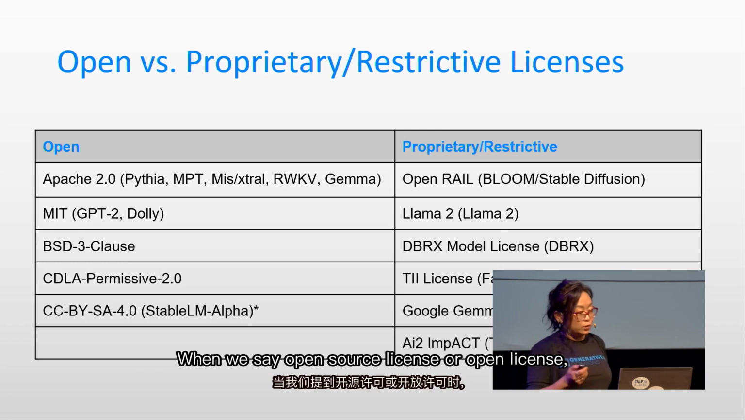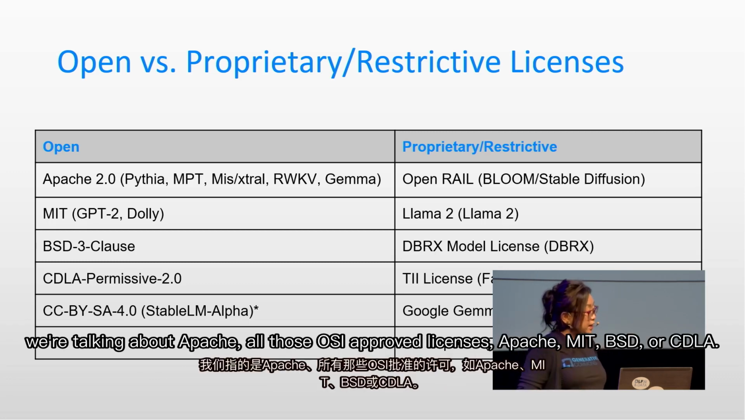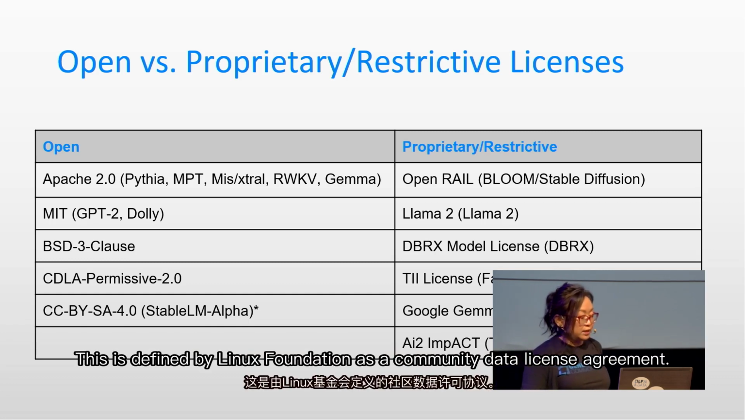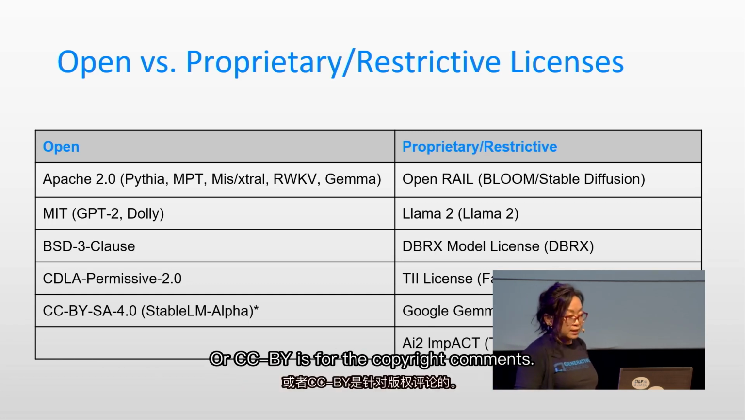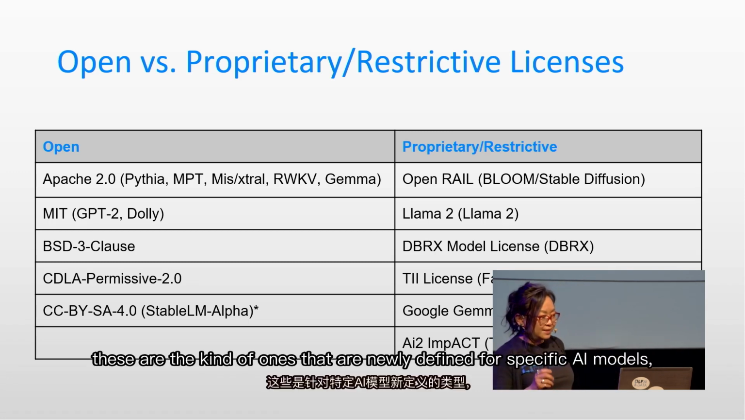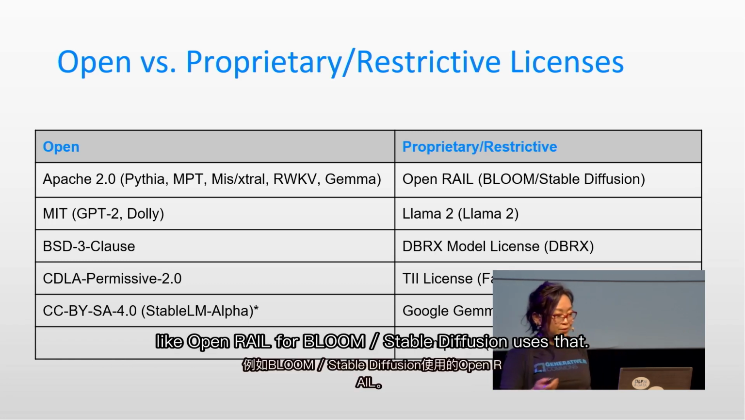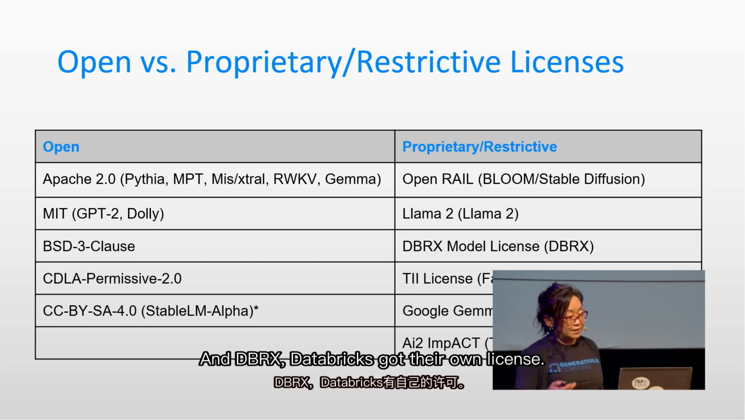When we say open source license or open license, we're talking about Apache, all those OSI approved licenses, Apache, MIT, BSD, or CDLA, which is defined by the Linux Foundation as a Community Data License Agreement, or CC-BY, which is from Creative Commons. And then there are proprietary restricted licenses, the kind newly defined for specific AI models, like OpenRAIL for Bloom, which Stable Diffusion uses. Llama 2 has the Llama license, and DBRX, Databricks got their own license.